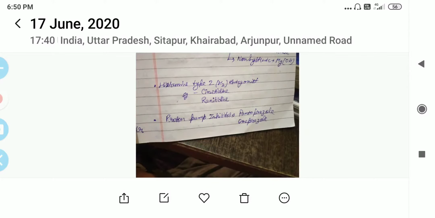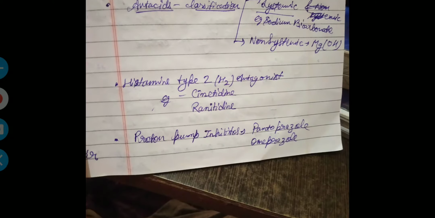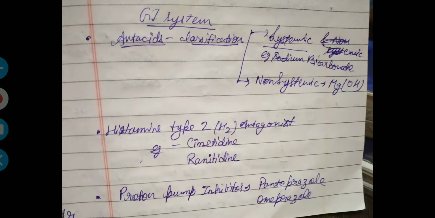Good evening, students. Today we are going to discuss pharmacology for nurses. This will be for BSc Nursing second year students. So here the chapter which we are going to deal with is the drugs used in the GI system. Let's see the drugs used in the GI system. Here we will see a short note.